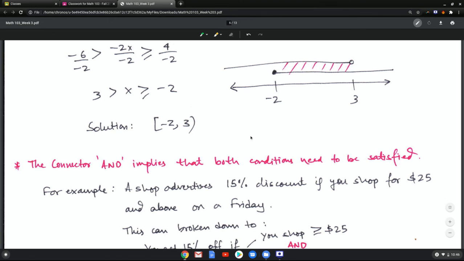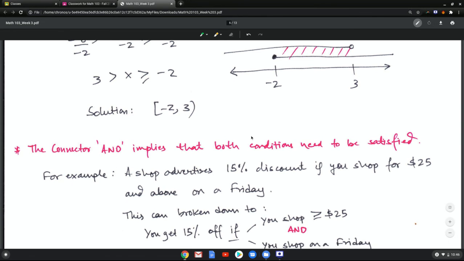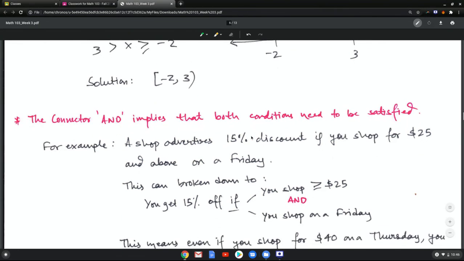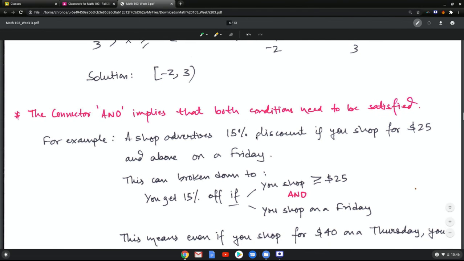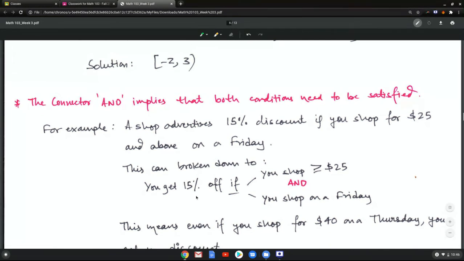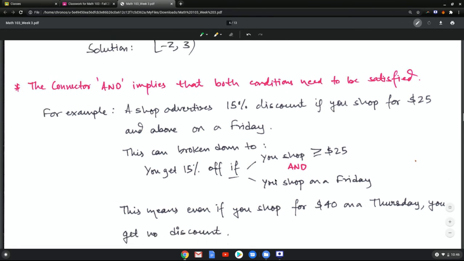The connector "and" implies that both conditions need to be satisfied. For example, if a shop advertises a 15% discount, that you get 15% discount if you shop for 25 bucks and above, and you shop on a Friday, then you break it down as you get the discount if you shop greater than or equal to 25 and you shop on a Friday. So even if you shop for 40 bucks on a Thursday, you get no discount.